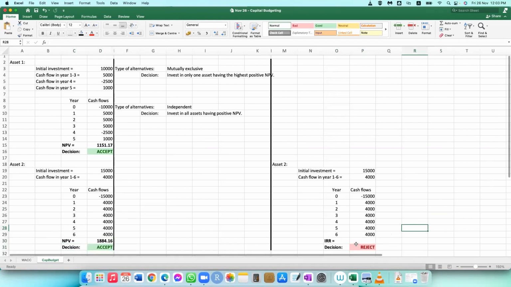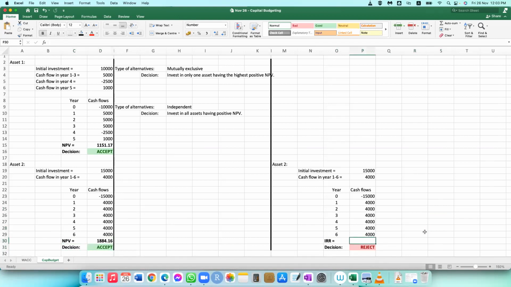Now, how to calculate the IRR. Here, of course, we use the equal sign for starting the function. Then IRR, you can see we have a ready function called IRR. Under IRR, we have only one thing to include, that is values, and also guess. Guess is not necessary. We just select the values and then we should get the IRR.